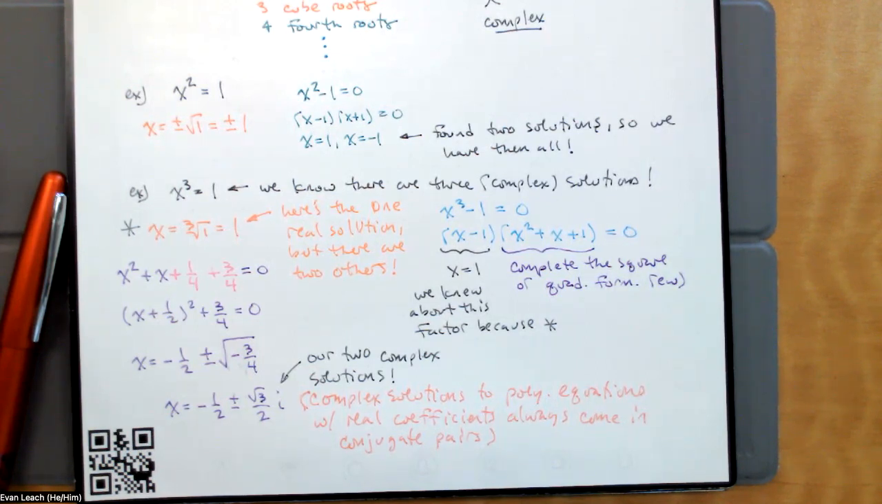Complex solutions to polynomial equations with real coefficients always come in conjugate pairs.